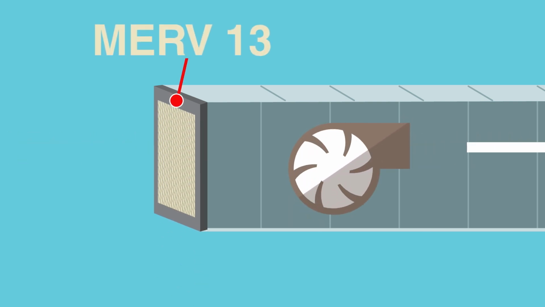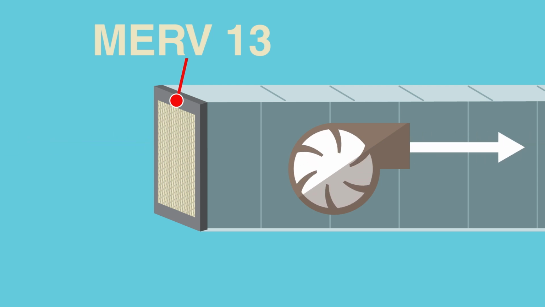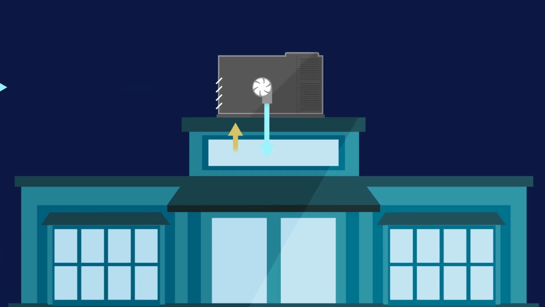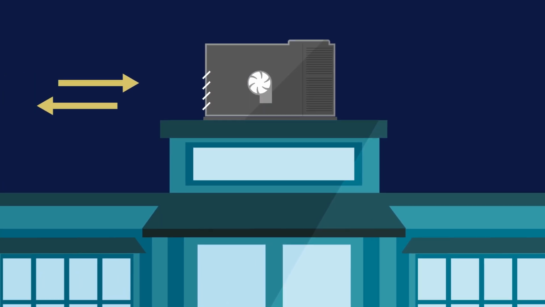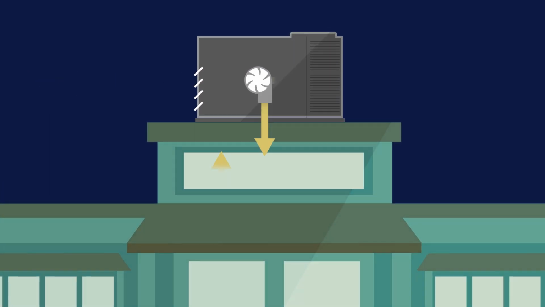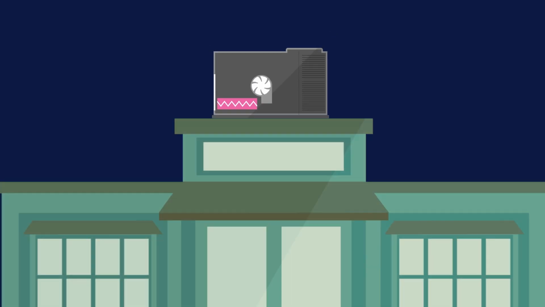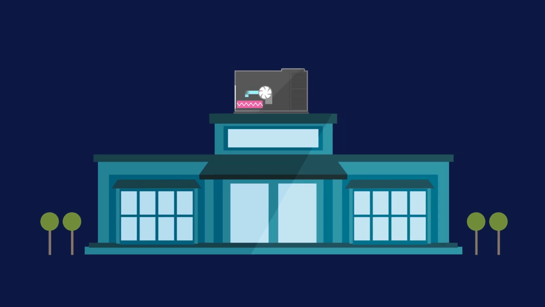Upgrading to MERV 13 or higher filters and replacing them regularly are great ways to better clean the air, improve IAQ, and protect your health. There may also be times when the outdoor air quality is so bad, such as during wildfire events, that even MERV 13 filters are not enough to clean the incoming air, and you need to temporarily close the outdoor air damper or other outdoor air intakes and put your HVAC system in the operation mode that only recirculates indoor air.